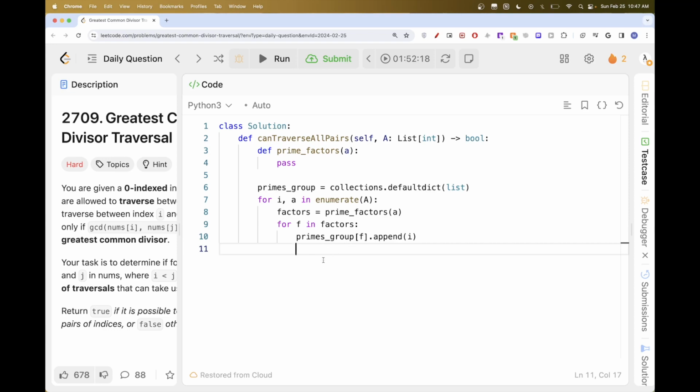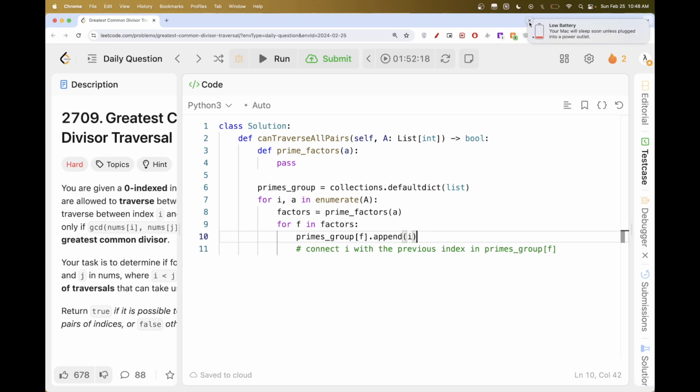But now we will need to connect them. So basically connect index I with the previous index added in, okay? So let's say the factor here was 2, and this index is 3. And the previous index, let's say, is 1, the previous element that has a factor of 2. Then we will want to connect this index 3 with index 1, because they should be in the same component because they share a factor.